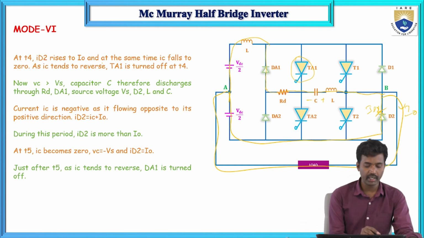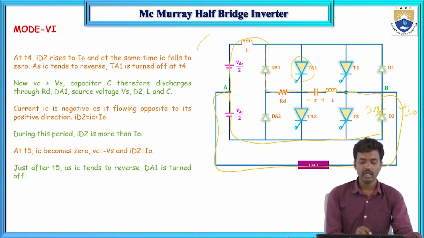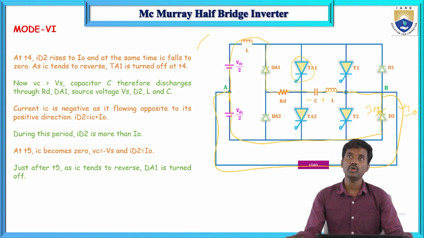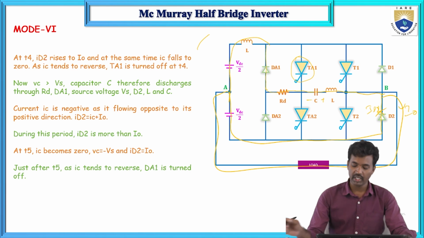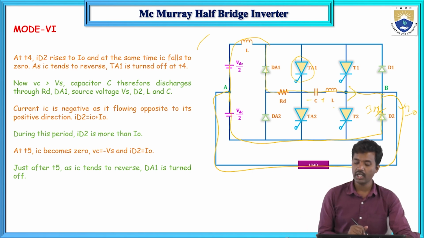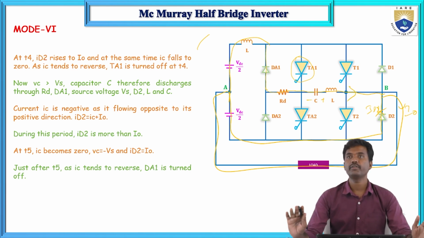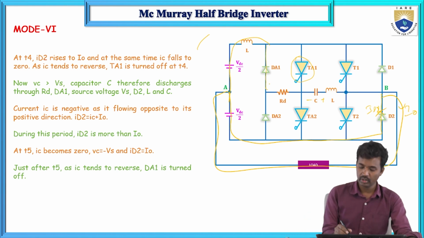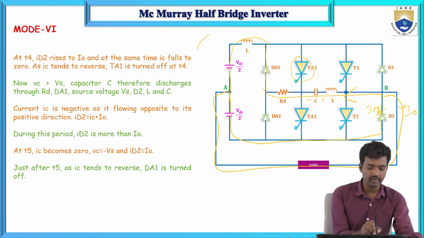ID2 rises to I0, and at that time IC falls to 0. But IC current will not stay at 0; it tends to reverse direction. Initially it was from left to right, but now it is from right to left. So the IC current is in reverse.